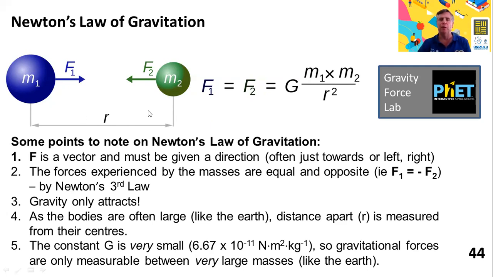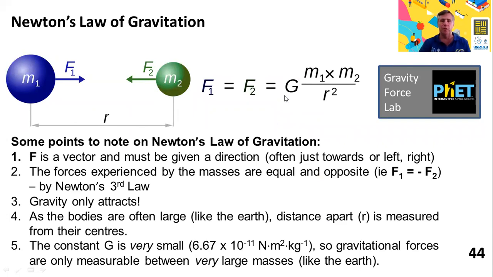Thirdly, gravity only attracts. It can't be repulsive like an electrostatic or magnetic force. Fourthly, as the bodies are often large, like the Earth, you measure the distance apart from their centers. From the center to the outside of the Earth is over 6,000 kilometers, and so you need to measure distance from the center, which is also the center of mass.